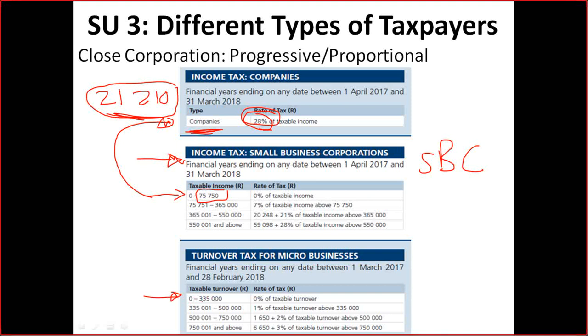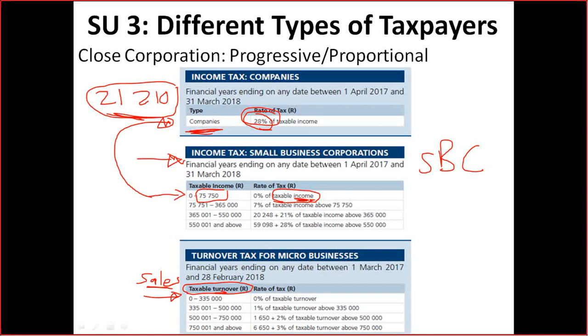On 0 to 335,000, but be careful though, this is on turnover. Yes, sir. Okay, so turnover is looking at something called sales. And sales is very different to taxable income. We'll look at what the differences are later. Taxable income, just to give you the short answer, takes deductions into consideration.